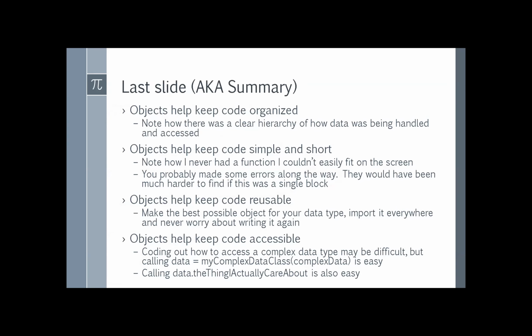All right, so as a summary, why do we like object-oriented programming? Objects help keep your code organized. One thing you probably noticed is rather than have a really long script, I can have pieces in different files, and each file just handles one part of the program, and then I call them all together to actually run something. So I don't have to worry about debugging a 2,000-line file, which I've done before, and it really sucks. Objects help keep code simple and short.